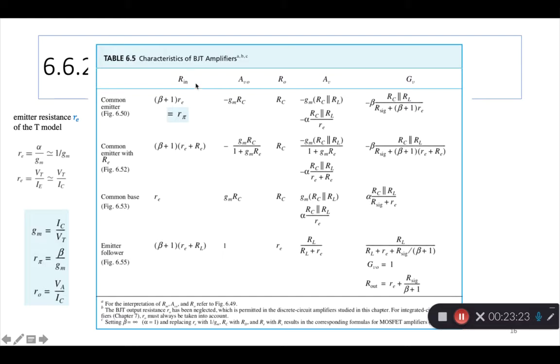So the Rin, the open circuit voltage gain AVO, and the RO for each of these configurations: common emitter, common base, emitter follower or common collector, and an extra one, which is a common emitter with a resistance in the emitter circuit. For these, the formulas for these three important properties, Rin, AVO and RO, and also the formula for AV, which is with the load connected, and GV, the overall gain, are all nicely summarized.